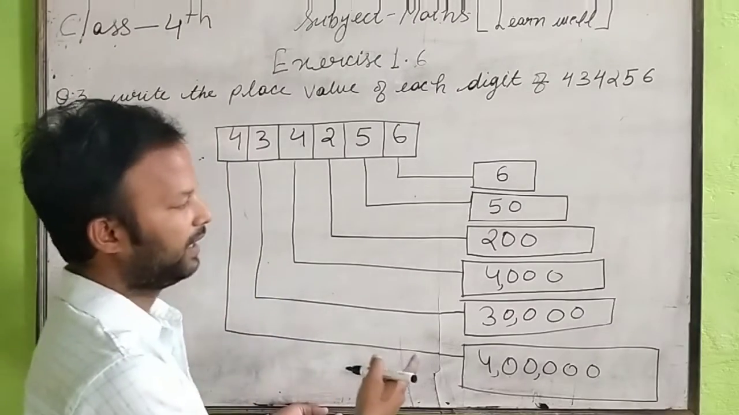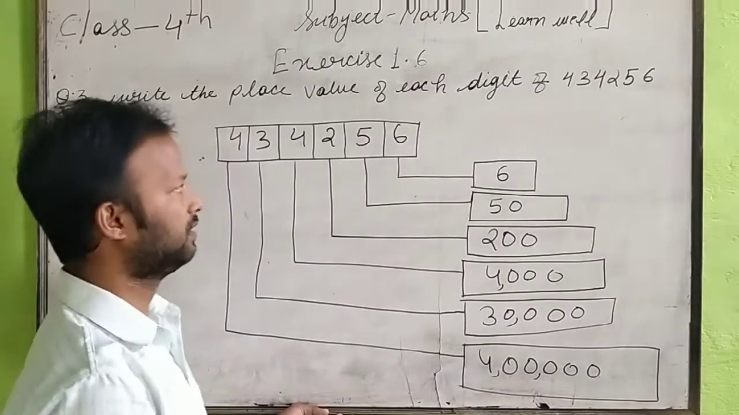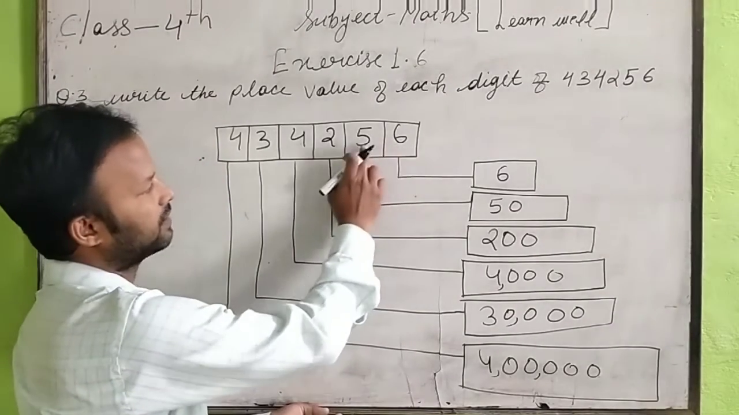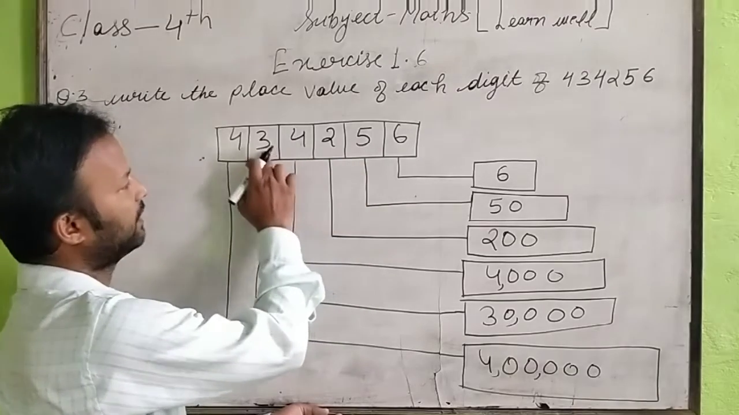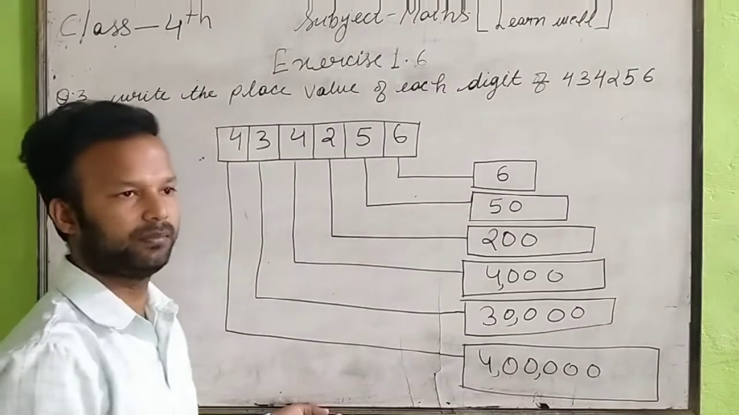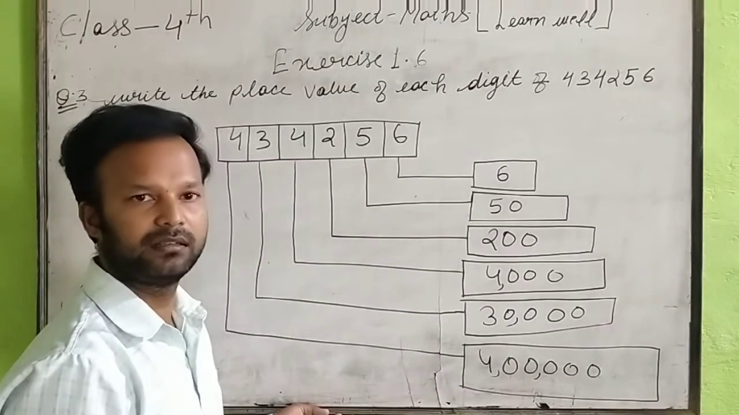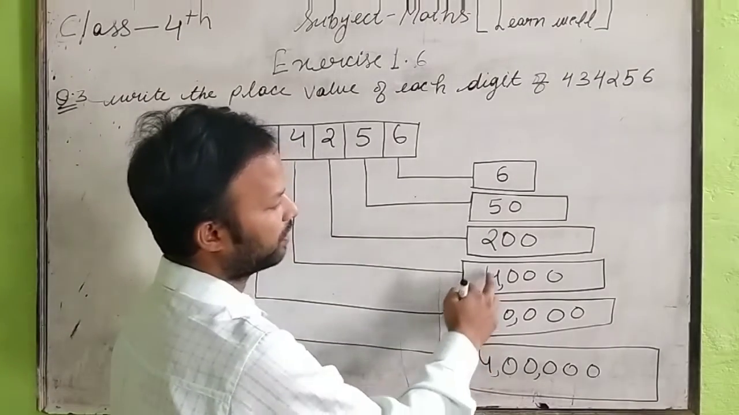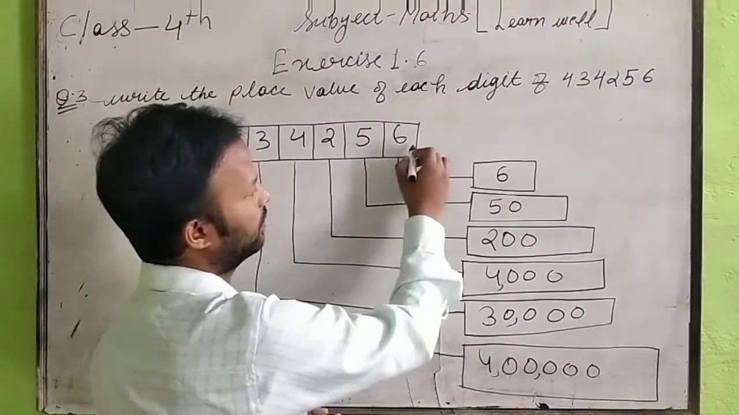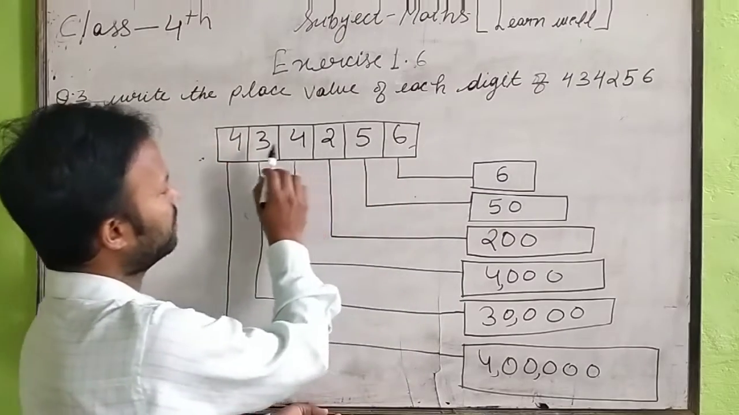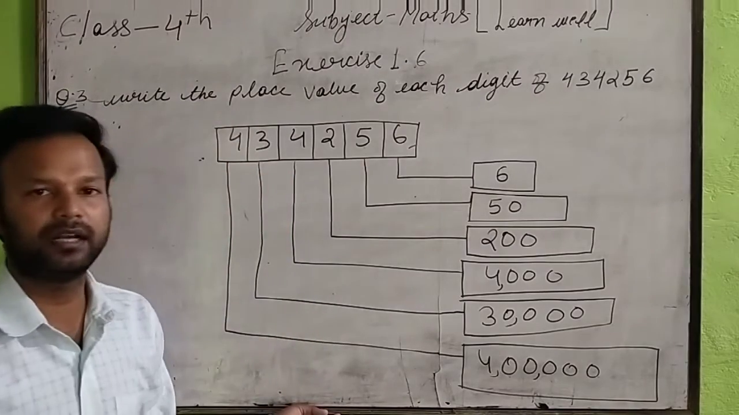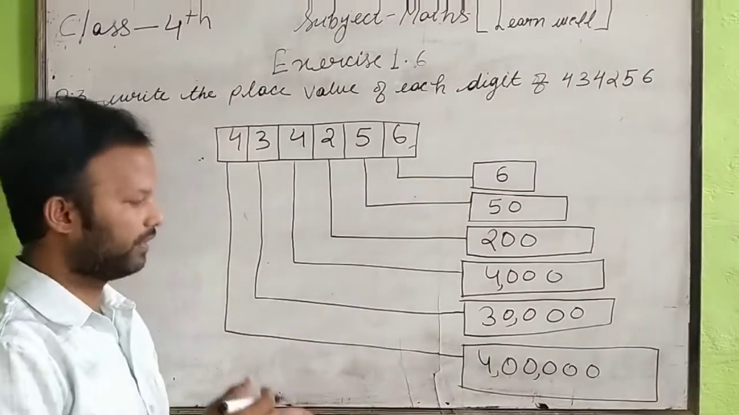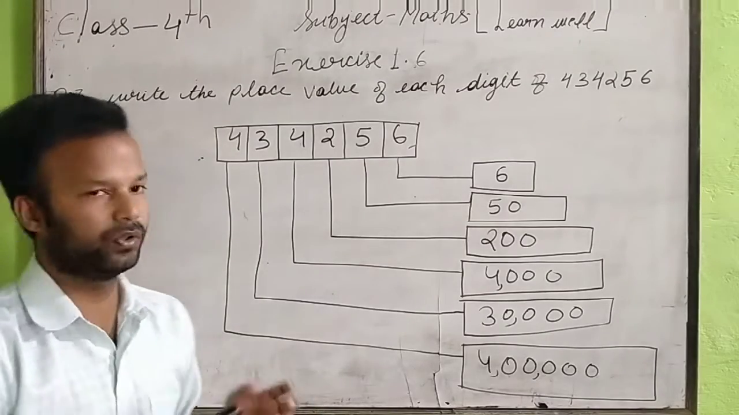But here we have to put according to the international system. So it is ones, tens, hundreds, thousands, 10,000, 100,000. 100,000 means 4 into 1 lakh. Okay. So here it is 400,000, 30,000, 4,000, 200, 50 and 6. Now we will start the question number 4.